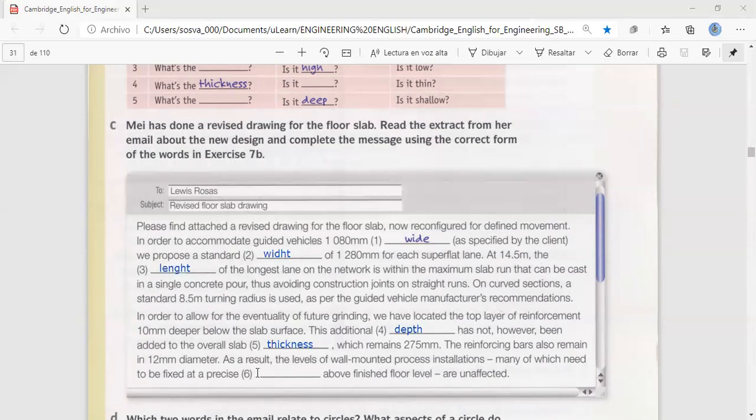As a result, the levels of wall-mounted process installation, many of which need to be fixed at a precise floor level. Okay, floor level is height, right? Height. Yes, because it's over floor level. The height is unaffected, no? Unaffected. Exactly. Great, excellent.